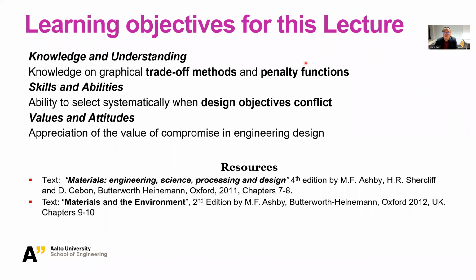So the learning objectives for this week, or for task 2, are basically the 3 following levels. First, on knowledge and understanding, it's clear if you read the book already, it is about penalty functions and graphic representation of trade-off methods. So these 2 keywords are very clearly illustrated in the task and also in the book.